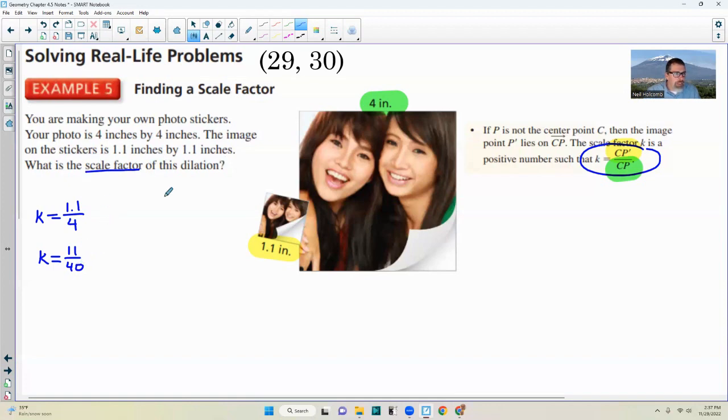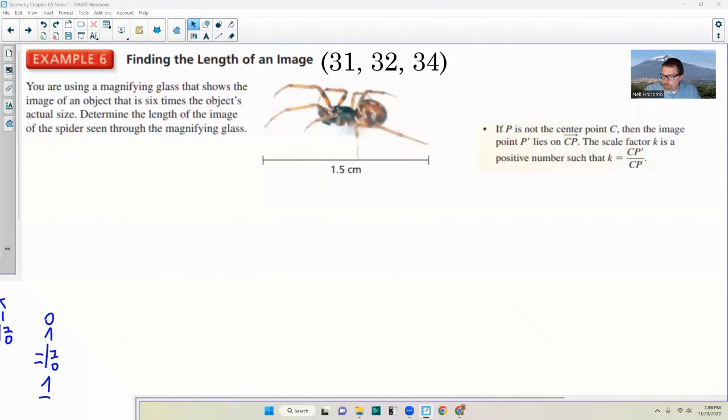Okay, what is the scale factor of this dilation? 11 over 40. It's less than 1, right? 11 divided by 40 is less than 1, but greater than 0, because 40 over 40 is 1, and 11 over 40 is less than that. So there you have it. And it's a reduction. The sticker's smaller than the picture. All right, so there's that one. Now you should be able to do problems numbers 29 and 30.